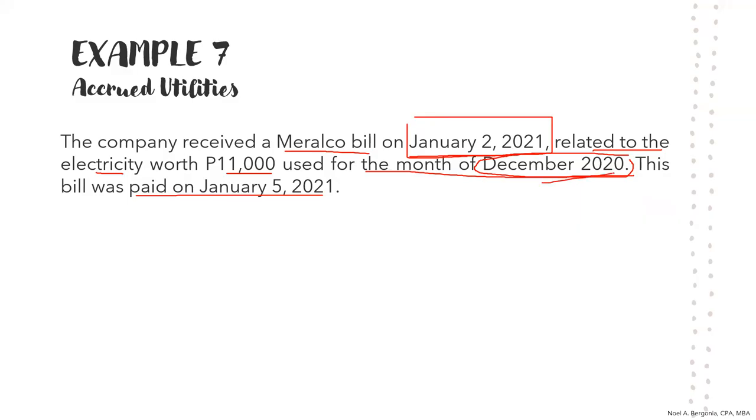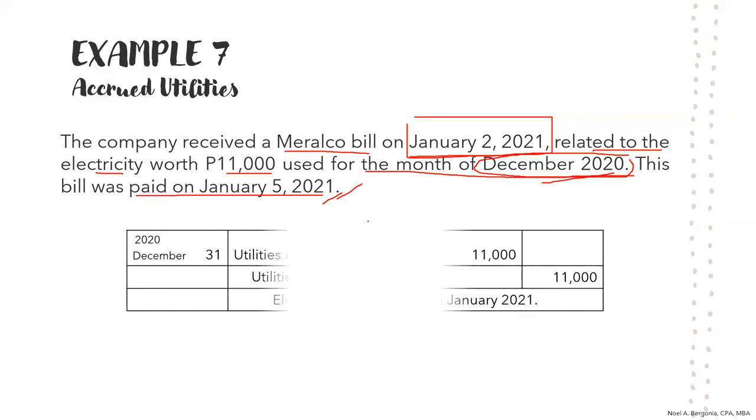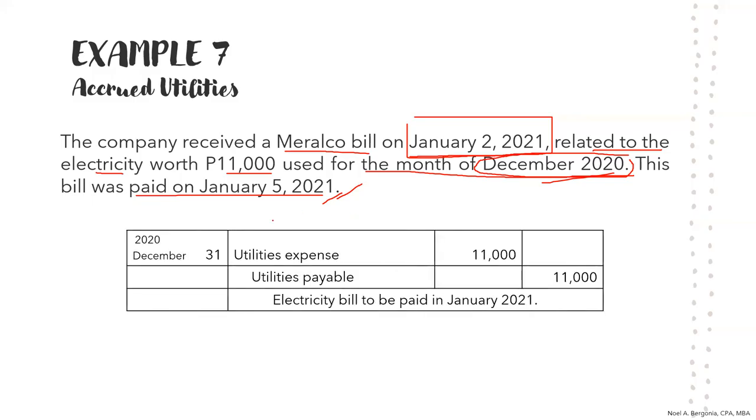So, used in December, but not yet paid until January. So, kailangan talaga natin mag-adjust. Okay? Kailangan ba tayo nilang palagi mag-adjust? Oo. Because that's how it works in adjusting entries. Okay? So, the date of our adjusting, of course, is the last day of December.